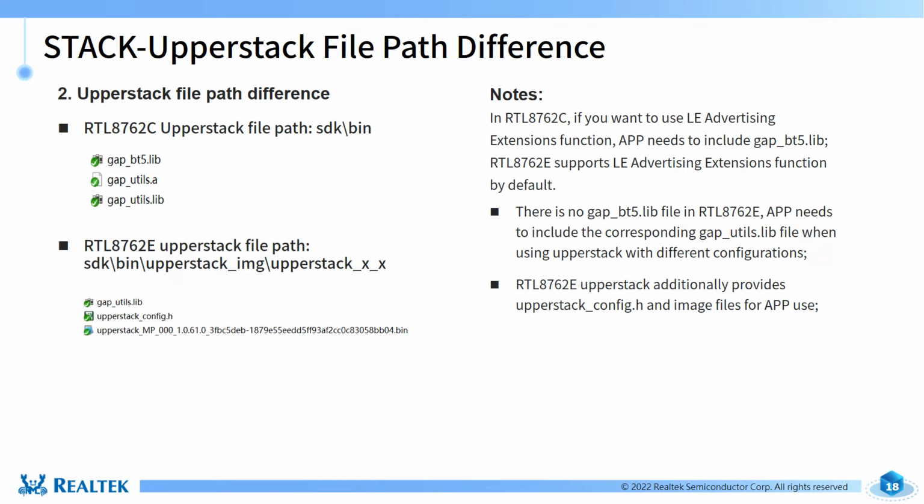In addition, there are a few points to note. The first is that in the RTL8762C, if you want to use LE advertising extension functions, the app needs to include gap bt5lib. The RTL8762E supports the LE advertising extension functions by default. Upper stacks with different configurations need to include the corresponding gap utils.lib file. Finally, the RTL8762E upper stack will additionally provide upper stack config.h images files for the app to use.